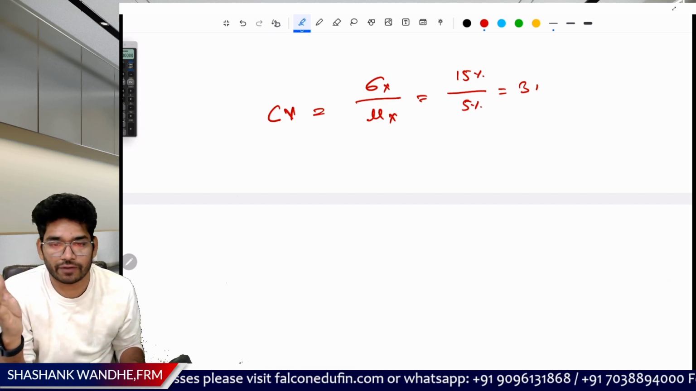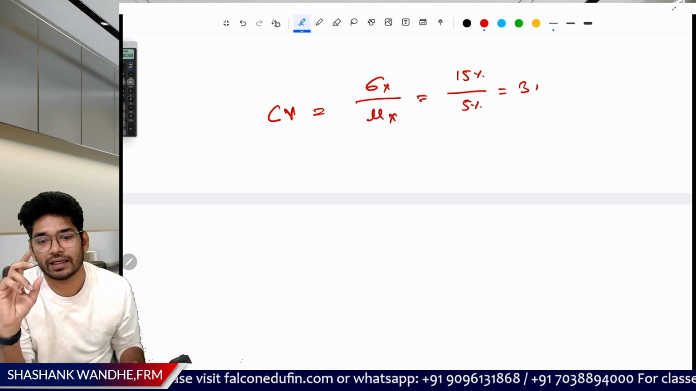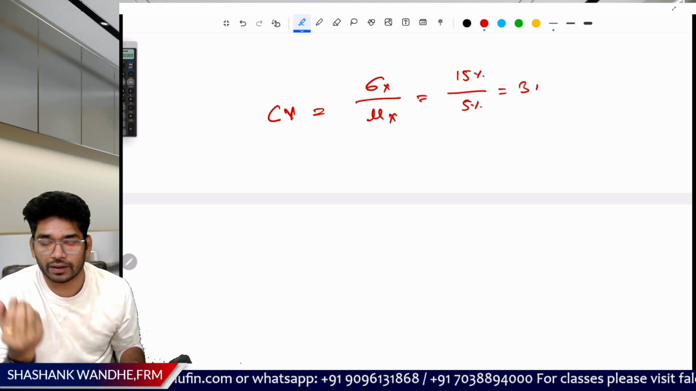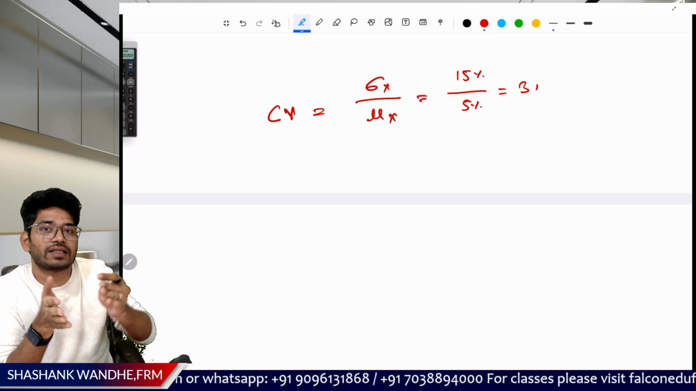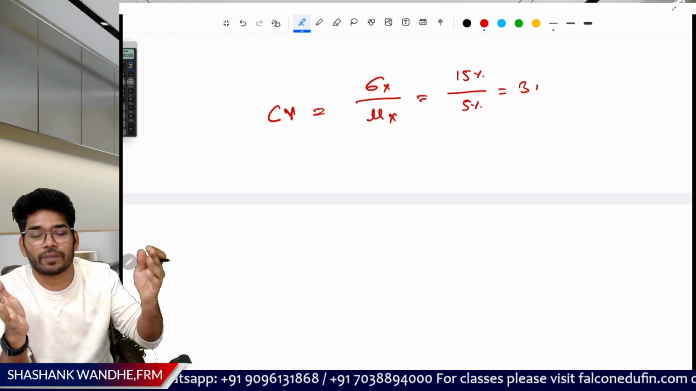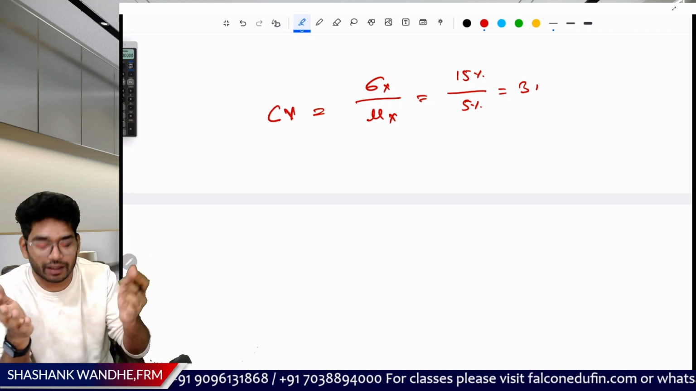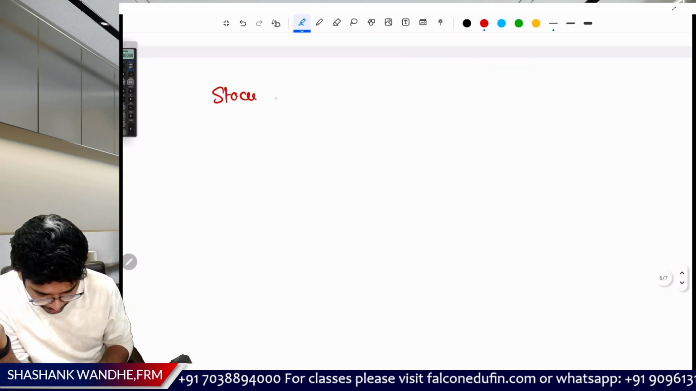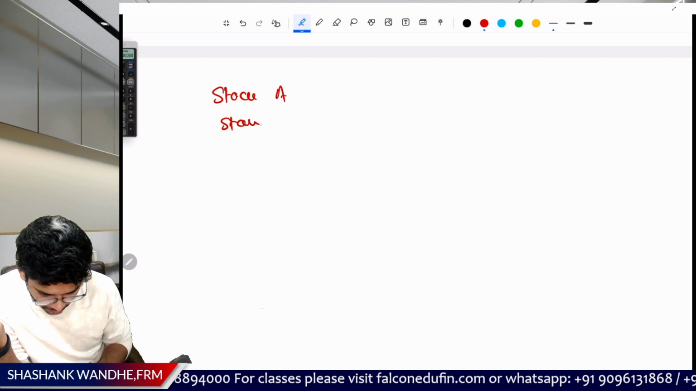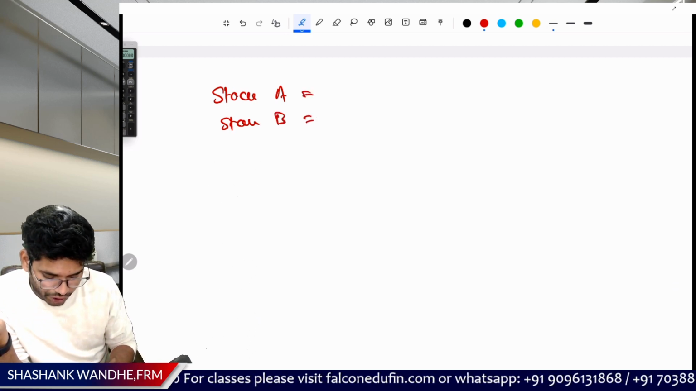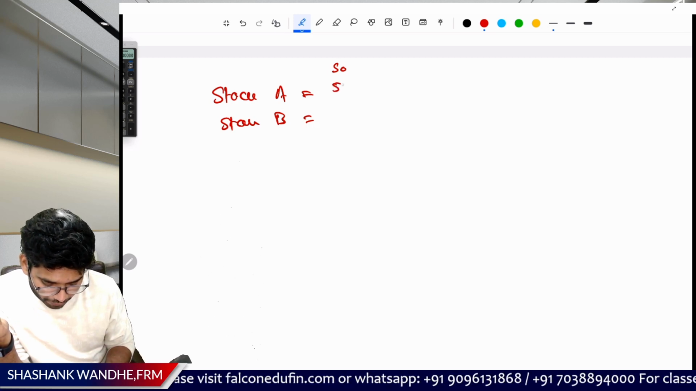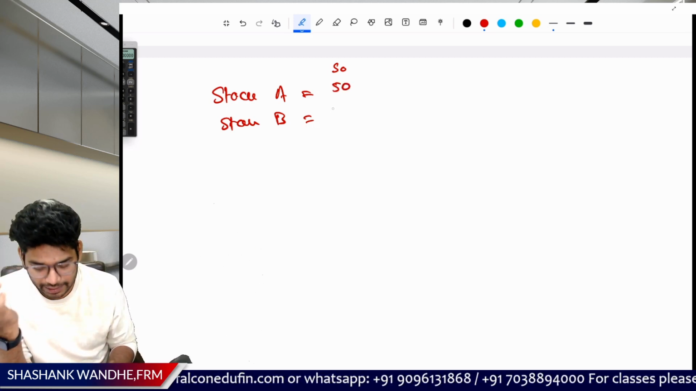So what are we doing here? This is the coefficient of variation. It simply means what is the deviation in proportion to mean. So if the mean is higher, obviously our deviation should be higher, right? So deviation will be higher or more likely to be higher. So let's say there are 2 stocks, stock A and stock B, and we did the calculation, and stock A's current price S0 is 50 and stock B's current price is 5,000.